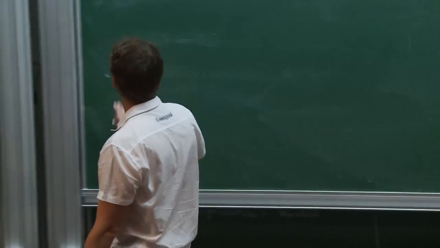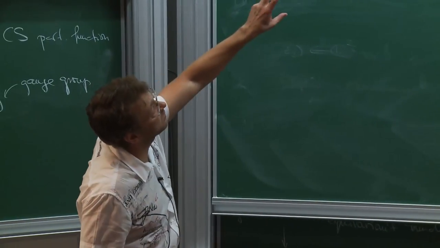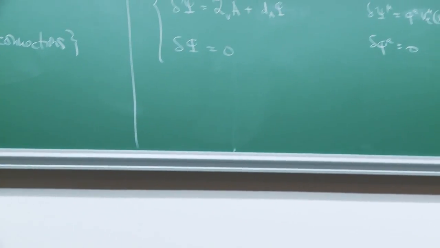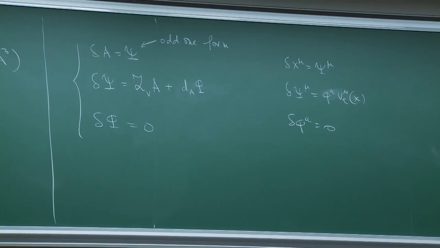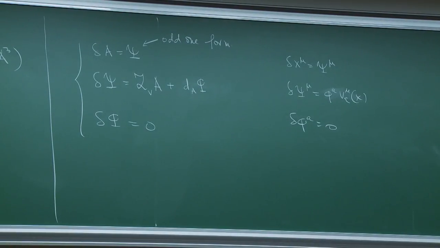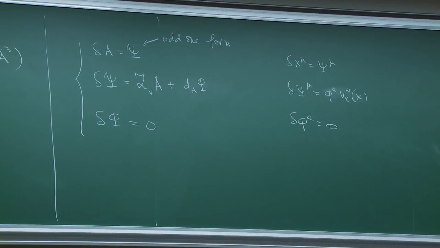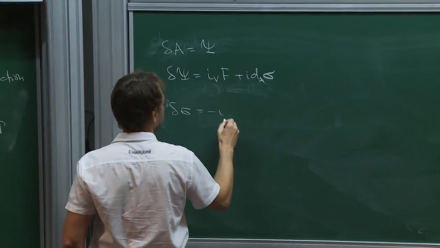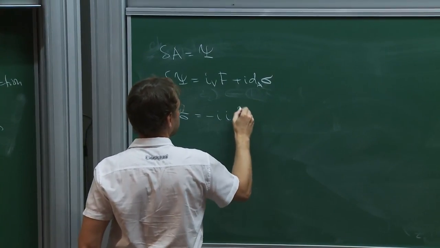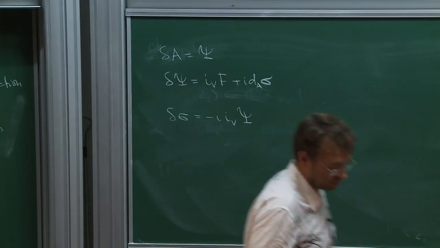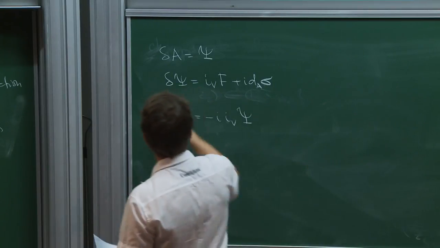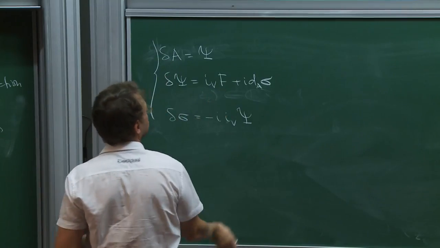What you can do actually is redefine the fields slightly, so you can pull out some things from phi, etc. So you can rewrite these transformations in a bit better way. But this is, in a way, nothing. So this is rewriting. Let me see if I can. So you can check that. F is just the field strength for A.